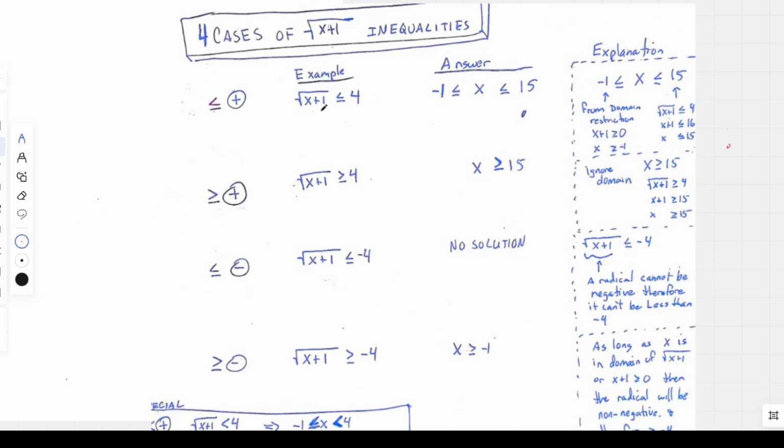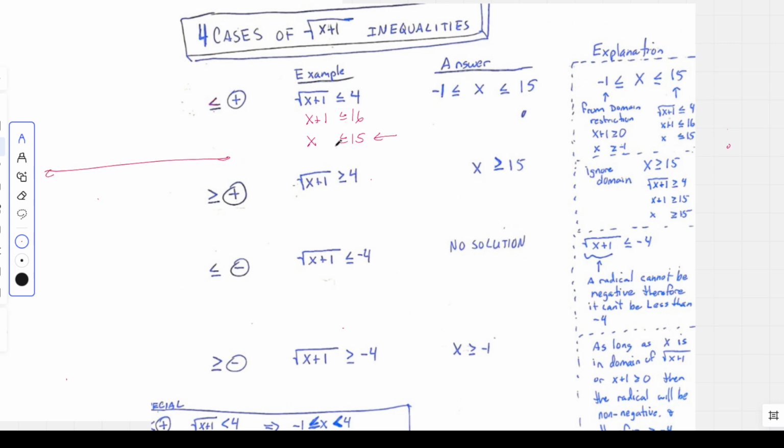These inequalities with radicals are a little bit tricky. The one thing we need to consider for each of these cases is that there's a domain restriction on the radical. If we start solving it, we square both sides. And that seems like, yeah, that's the answer. All done.